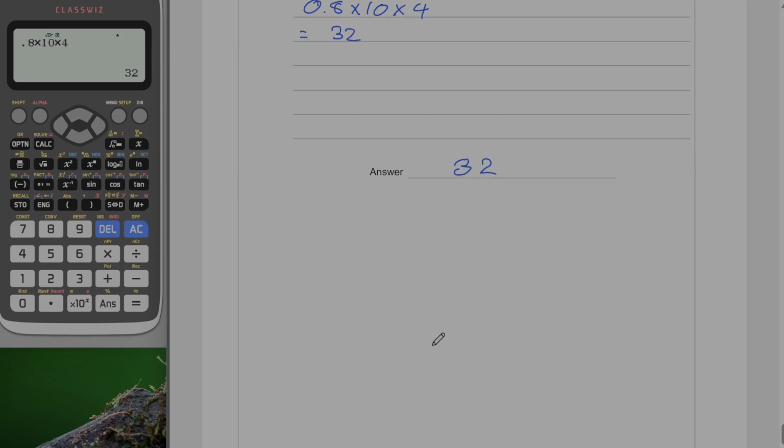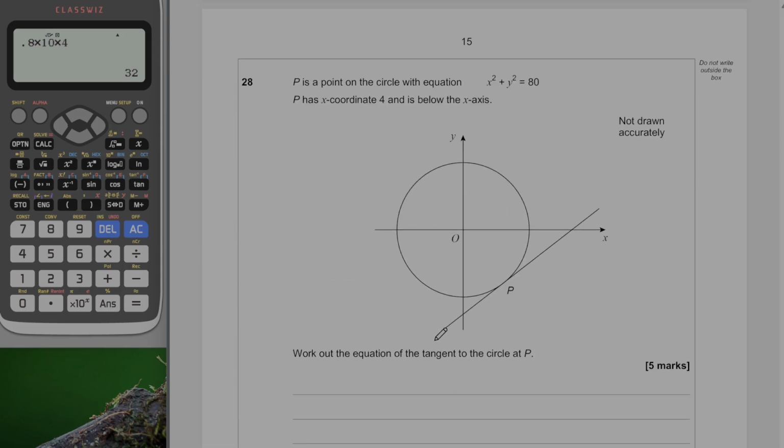Okay, 28. So P is a point on a circle with equation x squared plus y squared equals 80. P has an x coordinate of 4 and is below the x-axis. Work out the equation of the tangent to the circle at P.